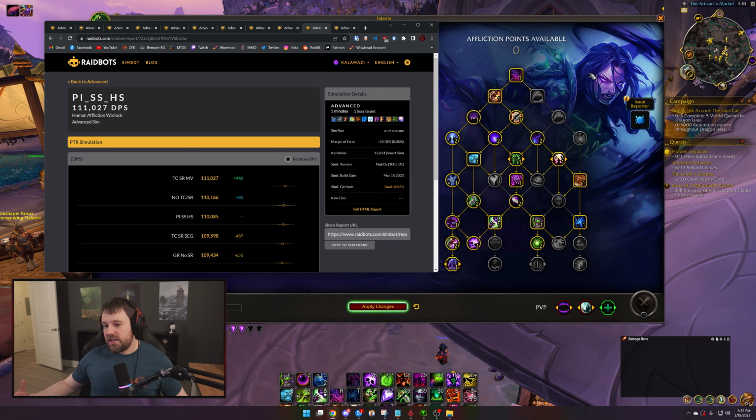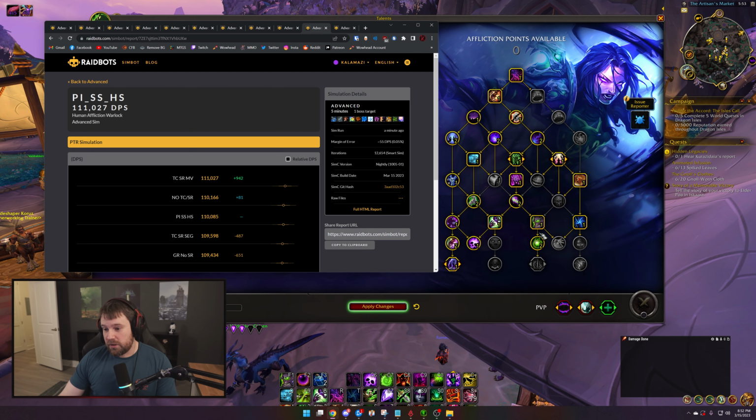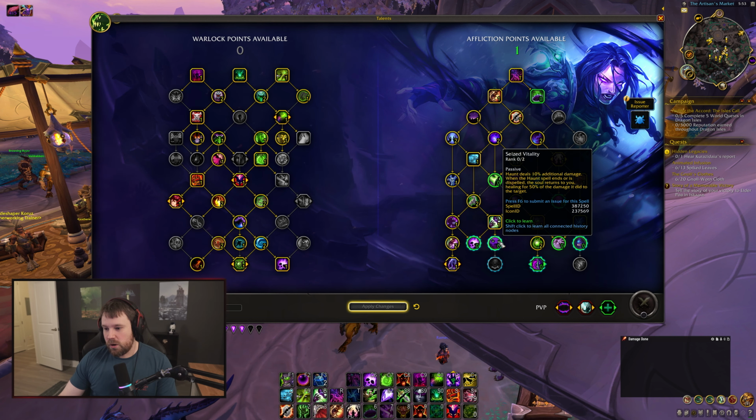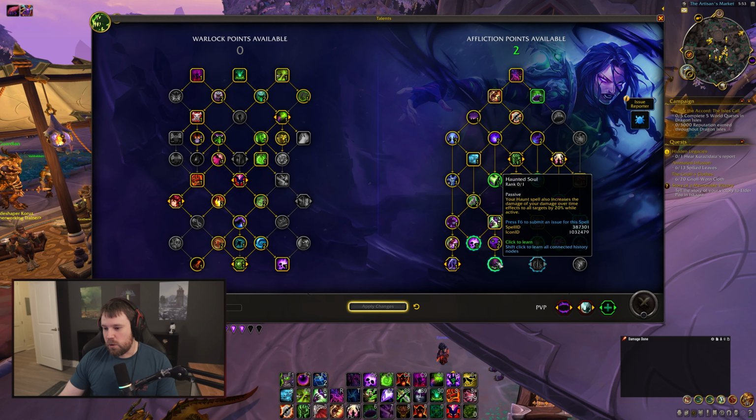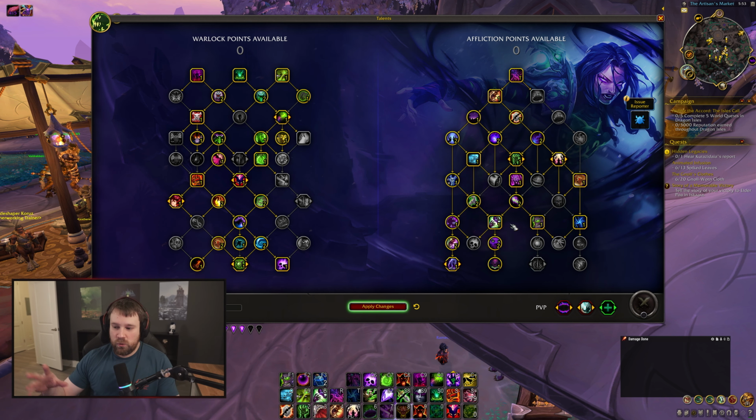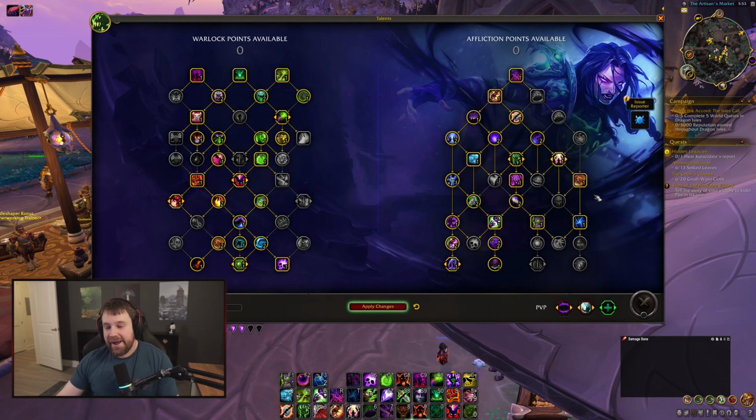So we'll see where it goes. Both Soul Rot builds actually overtake this here. The No Crescendo Soul Rot build does as well, which is basically just playing Haunted Soul like this. Both builds end up overtaking the normal baseline generic Haunted Soul build. Power Infusion, lining up well every 2 minutes with PI, adds a lot of value to Affliction.